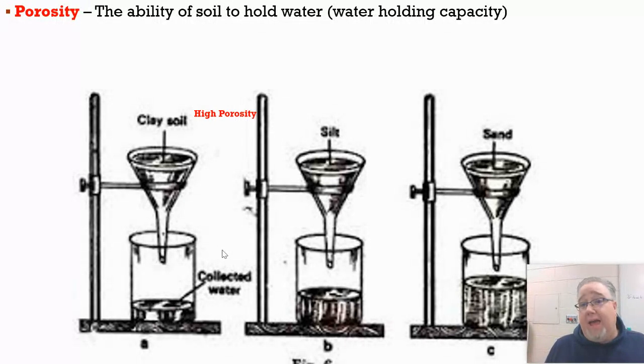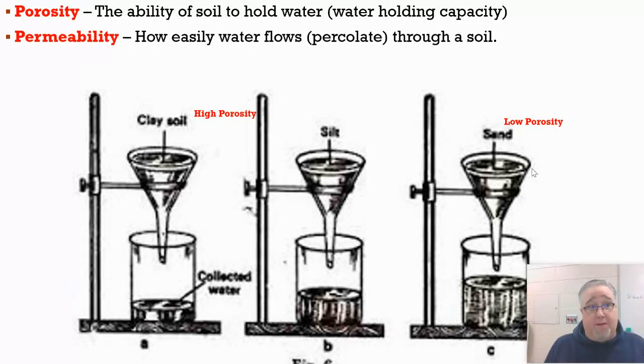So we can say that clay, in comparison to sand, has a much higher porosity. The porosity is the ability of the soil to hold water. So clay holds water much better than sand does. Okay, just by looking at the picture, you can probably tell that. Now, another term, or another property, I suppose, is called permeability. Permeability is defined as how easily water flows, or we call that percolates, through a soil.